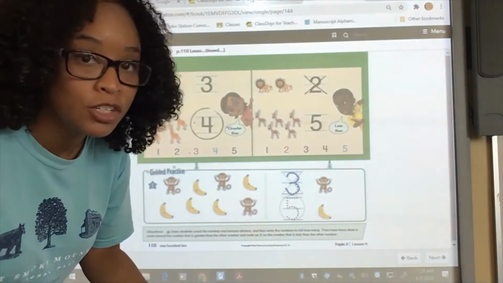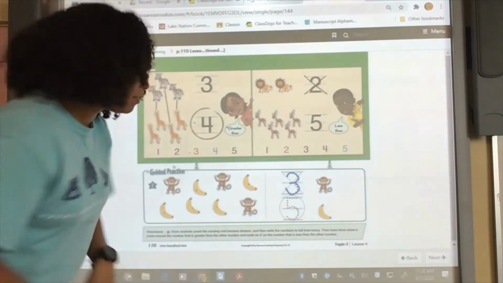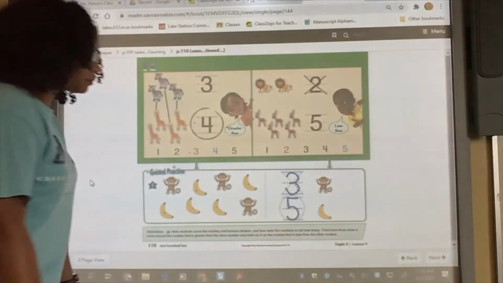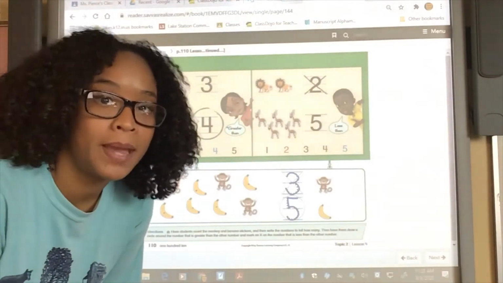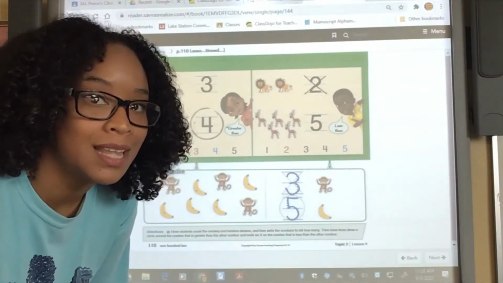So how would I show that there are 5 bananas? I would write the number 5. So here I go. Over, down, and around. Now we need to compare those numbers. We need to figure out which one is greater and which one is less than.